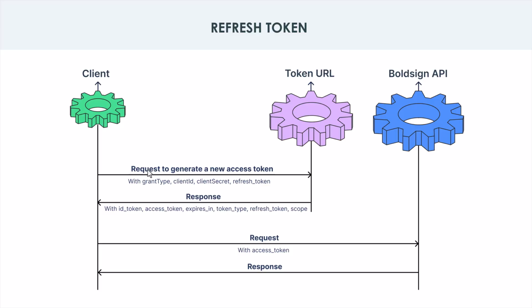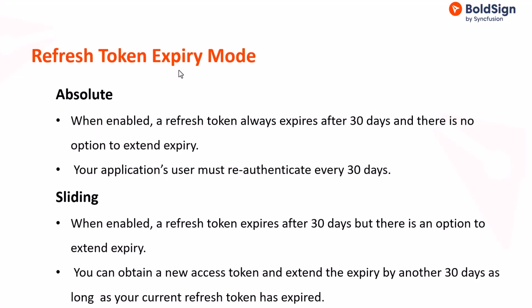to the authorization server. The refresh token has two expiry modes, absolute expiry and sliding expiry. In absolute expiry mode, the token is valid for 30 days from the time it is issued. Once this period ends, the user must log in again to obtain a new token. In contrast, sliding expiry allows the token's validity to be extended by another 30 days each time it is used. This means the user does not need to log in again as long as the token remains active and is used within the expiry window.